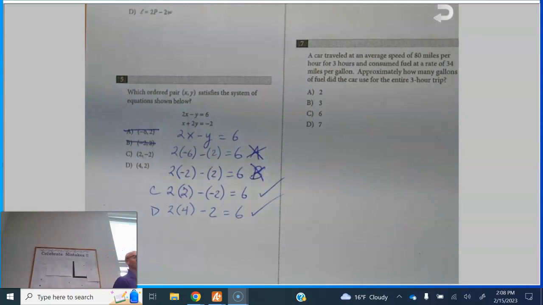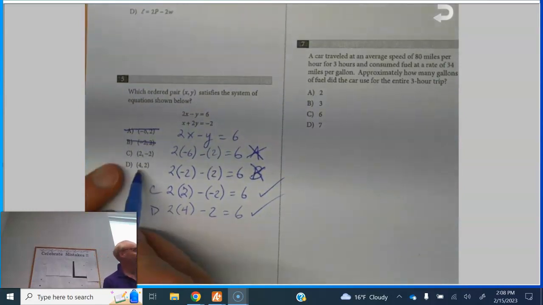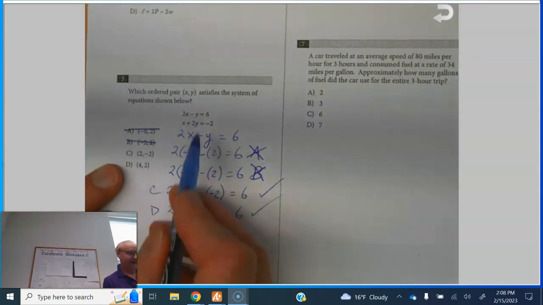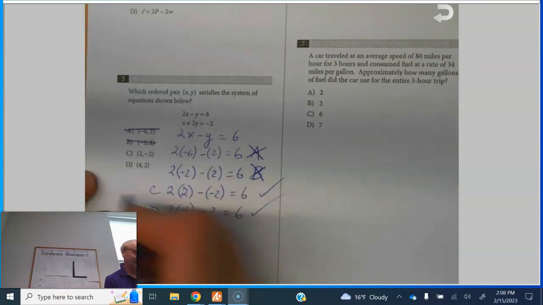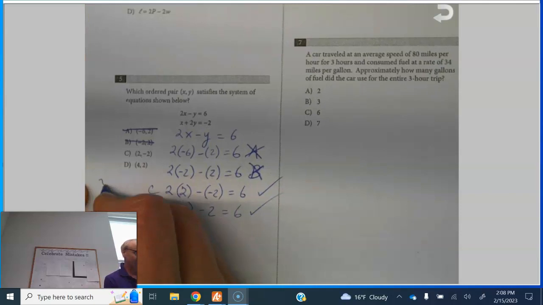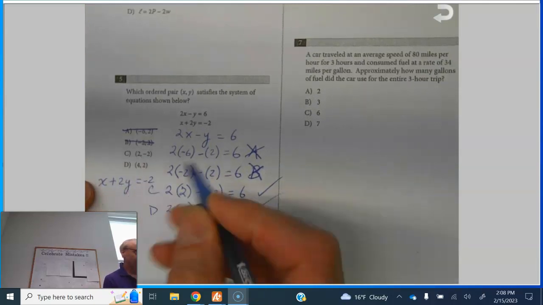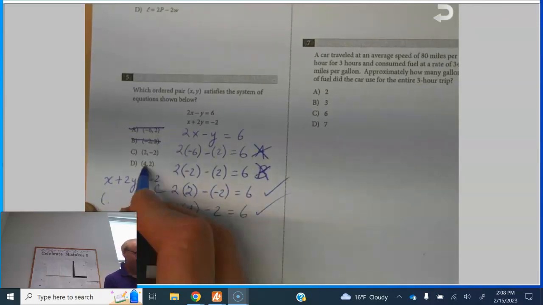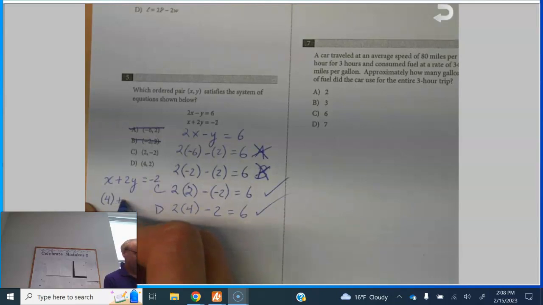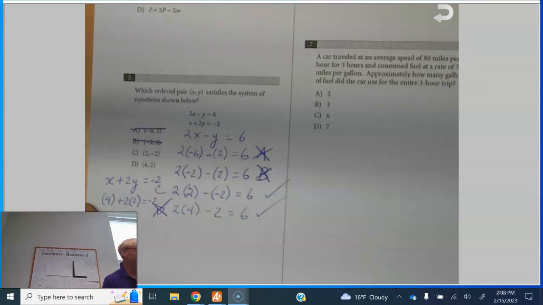Did anybody notice anything interesting about D, that they were both positive? And that both of these are positive in the second equation? There's no way you're going to get a negative from D, but I'm going to put it in anyway. x plus 2y equals negative 2. And if I put the D in there, x is 4 plus 2 times 2 is 8. And that certainly is not negative 2, so D is out.